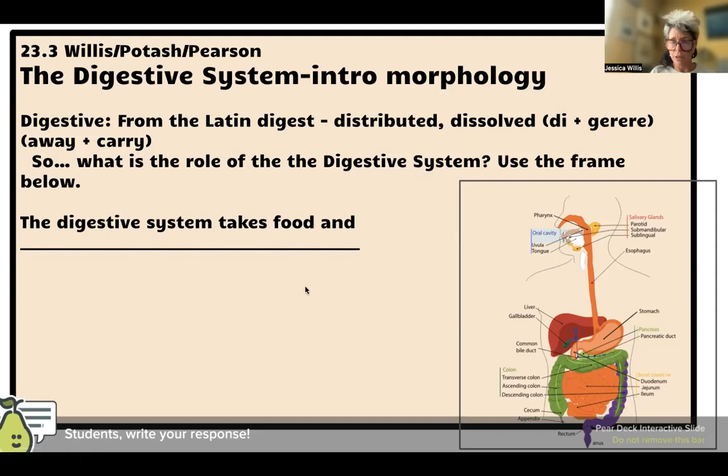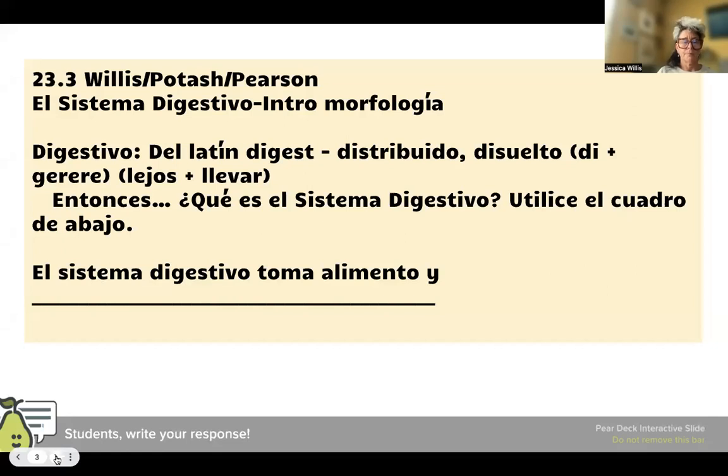So I gave a sentence frame to the kids, right? And just had them start there. The digestive system takes food and what? For our Spanish speakers, we share a lot with Latin and Greek roots. So this lesson has legs for both our English and Spanish speaking students. Well, for any students of any language, actually.